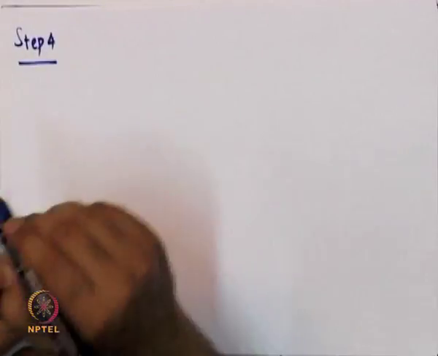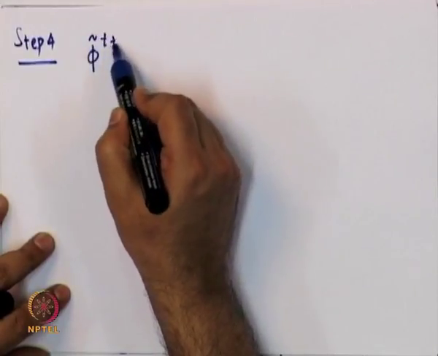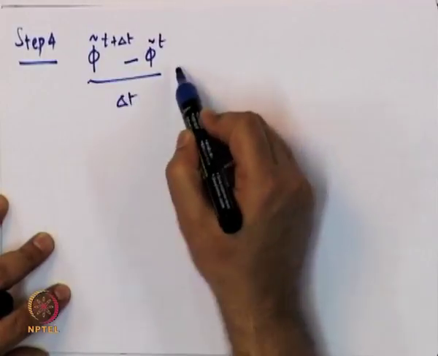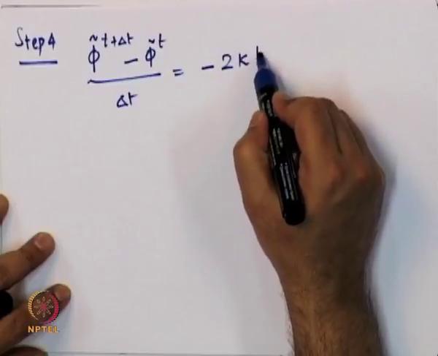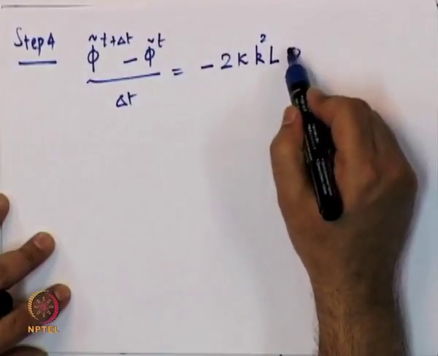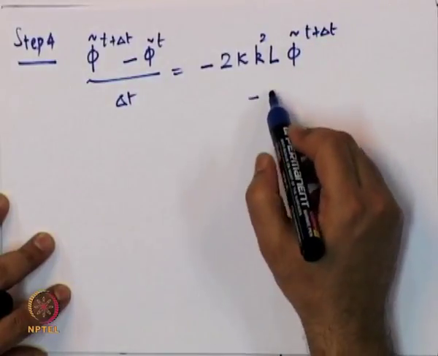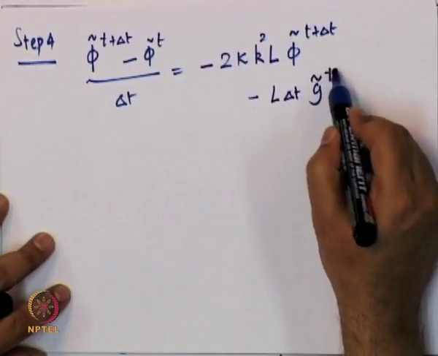Now, step 4 is of course to solve this equation numerically. Again we are going to use a semi implicit Fourier spectral technique. So, how does that work? phi tilde at t plus delta t minus phi tilde at t, divided by delta t, is equal to minus 2 kappa k squared L phi tilde at time t plus delta t minus L g tilde at time t.